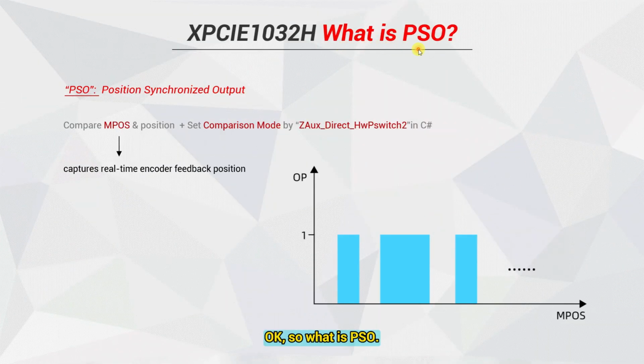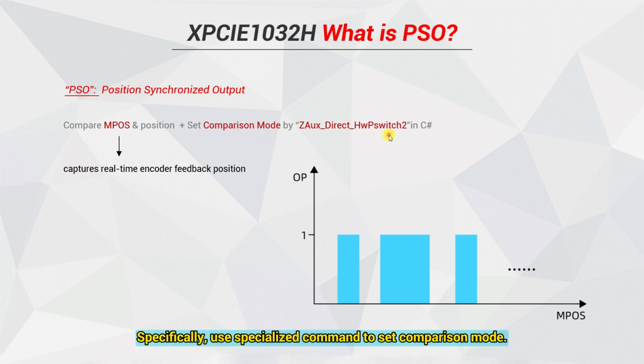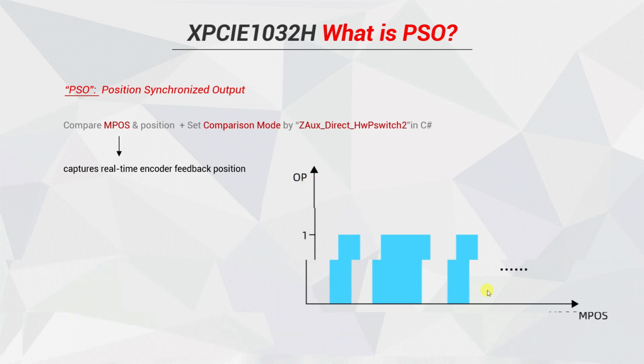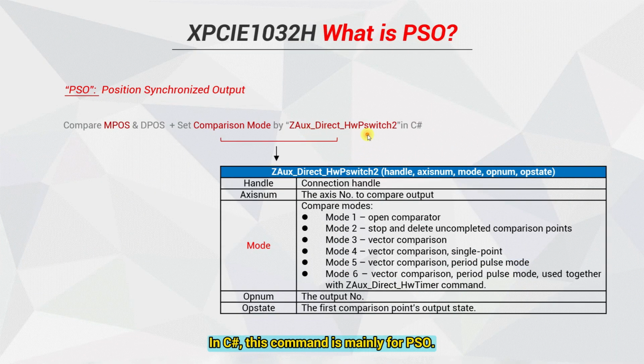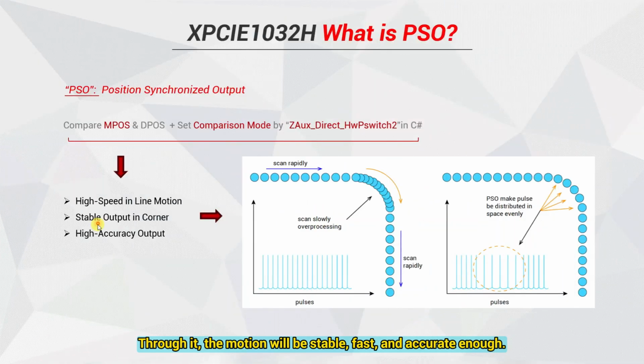Okay, so what is PSO? Full name is Position Synchronized Output. Specifically, use a specialized command to set comparison mode. Compare captured MPOS with the position that has already been set. Then, like this, make it output at high speed and stably. In C#, this command is mainly for PSO. 5 parameters are needed. The important one is the third one, mode. There are 6 modes in total. Set it according to real application. Through it, the motion will be stable, fast, and accurate enough.